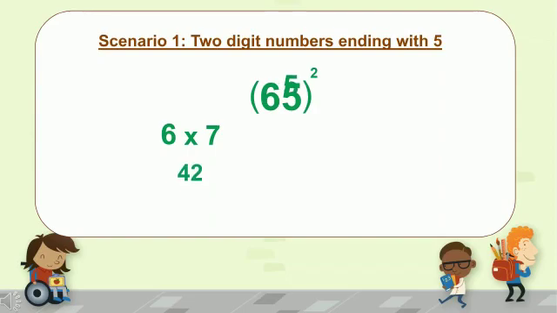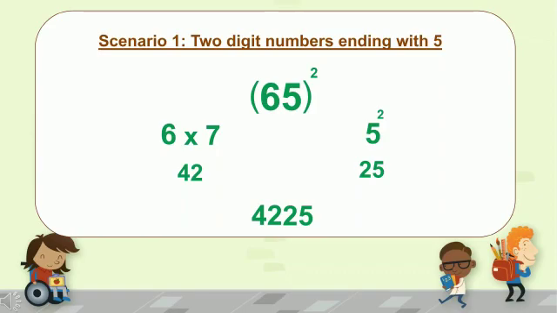Next, consider the second digit, which in this case is 5. Take the square of 5, that is 25, which can be remembered easily. Write this 25 next to 42. You get the answer as 4225. You can follow these steps for all the two-digit numbers ending with 5.